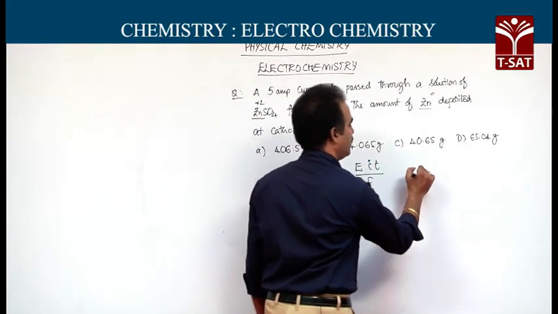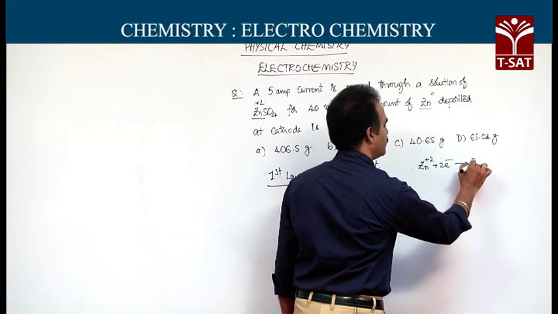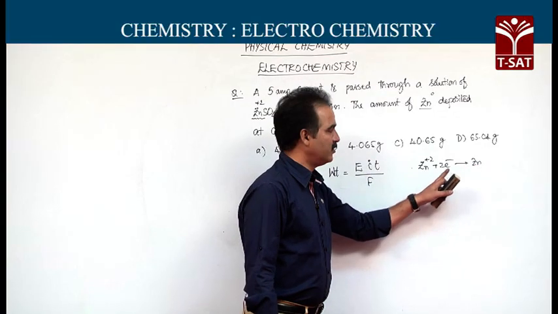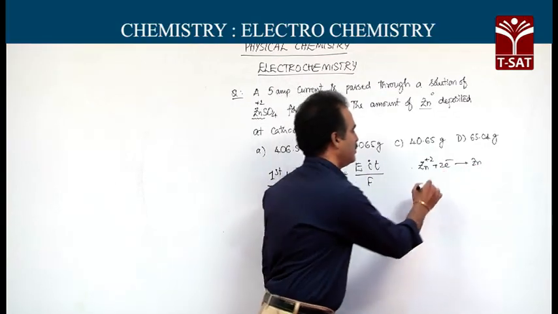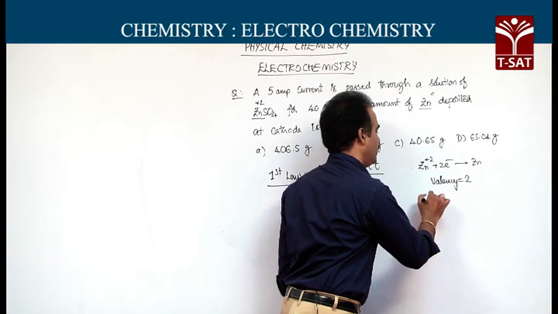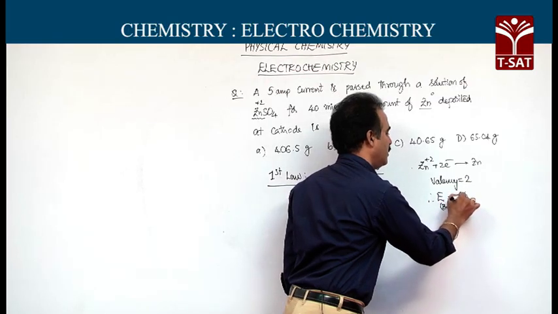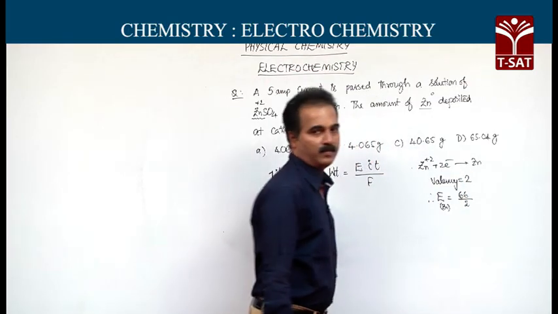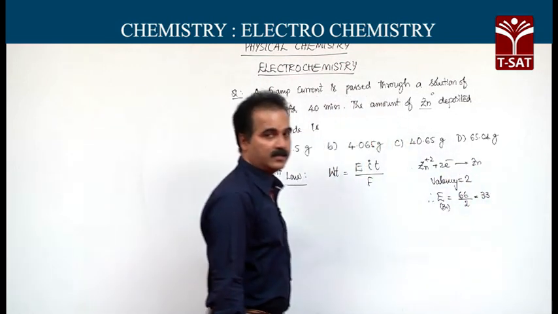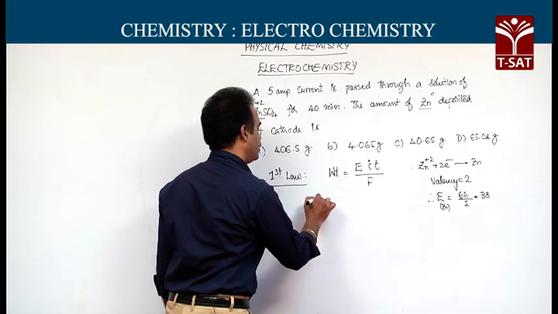So, we can write the relation zinc +2 electrons gives rise to zinc, means during the formation of zinc 2 electrons are used up. So, its valency is 2. Therefore, equivalent weight of zinc is nothing but, let us say, 66 by 2, which is nothing but 33. Let us take 33.